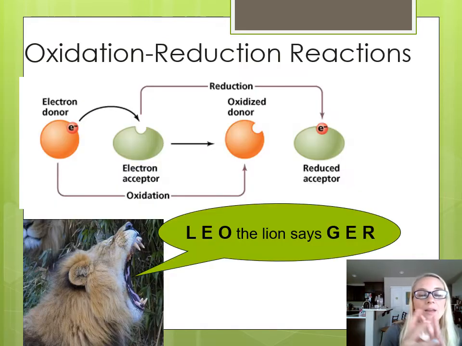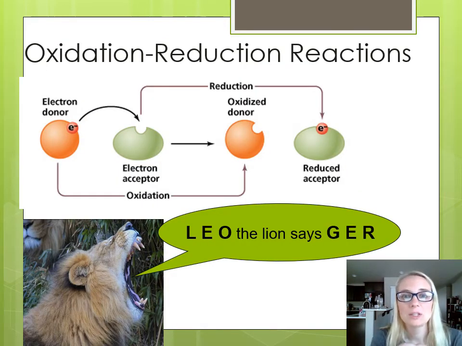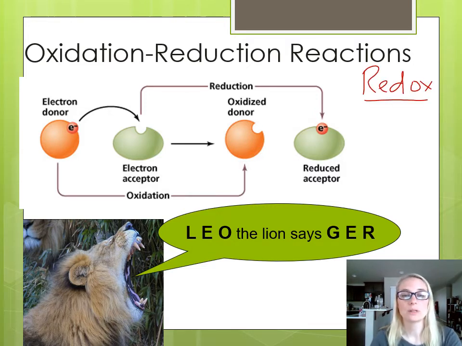Okay. The next key topic that we need to understand before we start applying this to metabolism is the idea of oxidation reduction reactions, also known as redox, an abbreviated form. So teachers can say redox instead of oxidation reduction reactions. The idea for redox reactions is there are going to be 2 things. In this case, the orange circle and the green oval are the molecules of interest here.